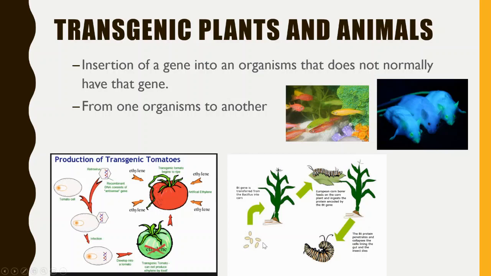Bt corn is where they took some genes from bacteria and put it into the corn to make a natural pesticide. There are animals that are transgenic, like glowfish. These mice aren't something you could buy, but they're used in research. So why would we want to create glowing animals for research? That would be something that you could research and look into yourself.